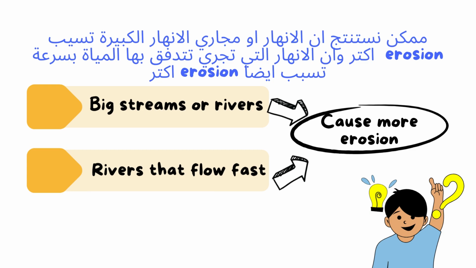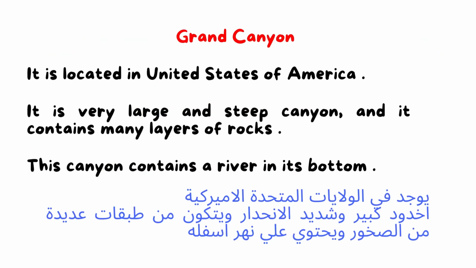And we have an example, the Grand Canyon. Where is the Grand Canyon? It is located in the United States of America. It is a very large and steep canyon, and it contains many layers of rocks, as we will see now. So it is a very large and steep canyon, and it contains many layers of rocks.